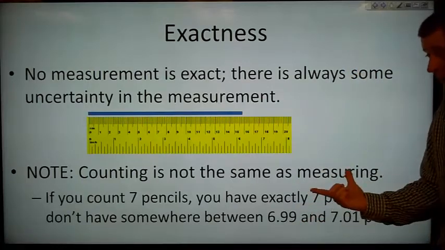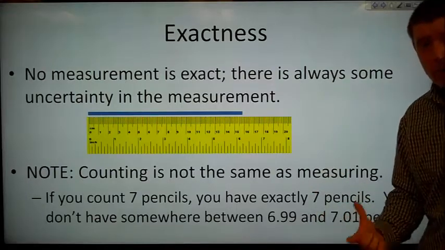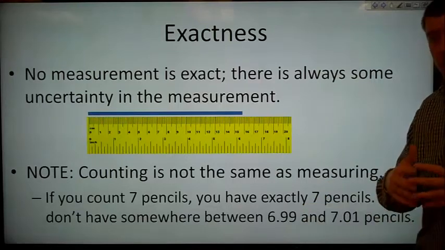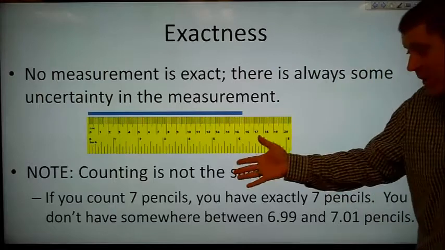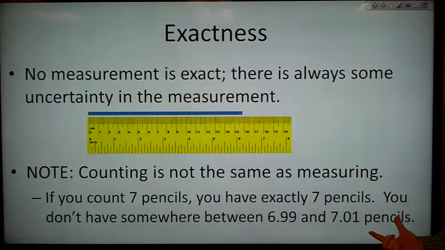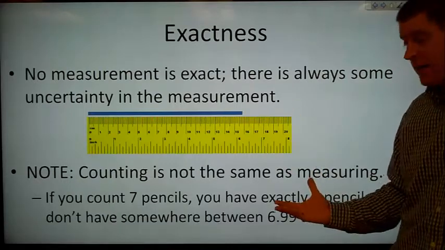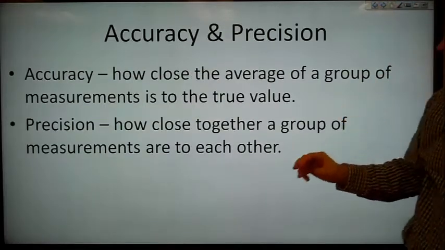So counting, you're going to end up with some whole number, right? How many people are there in the room? No person is half a person or 0.9 of a person. They're either a person or they're not a person. Likewise with the pencils, you don't have 6.99 pencils or 7.01 pencils. You have some whole number. That's a counting thing. So there, it's exact. If you're counting, you have an exact number.